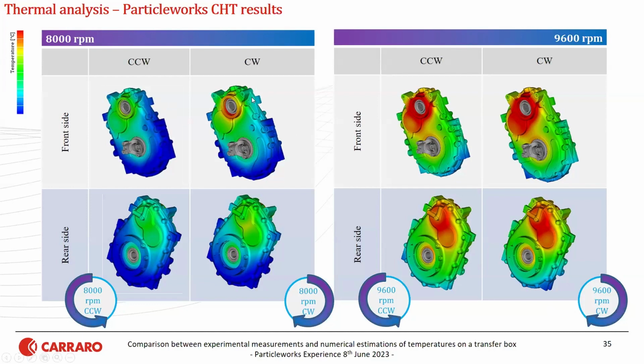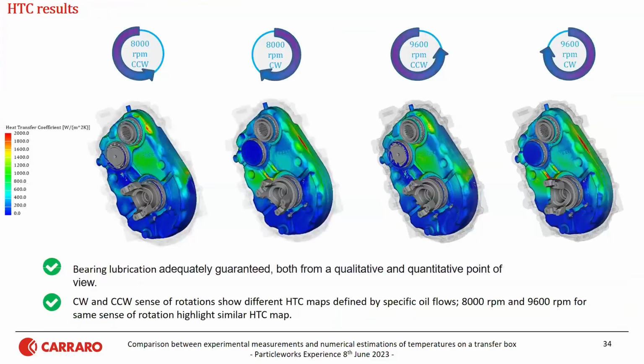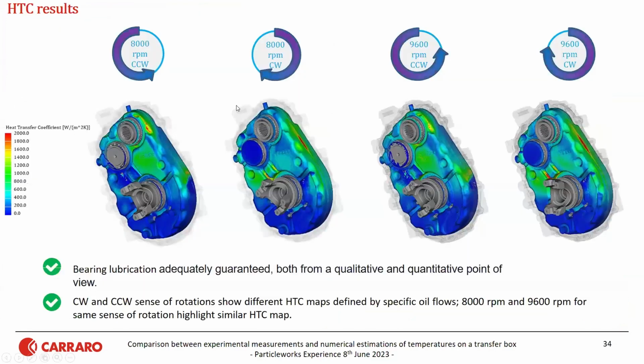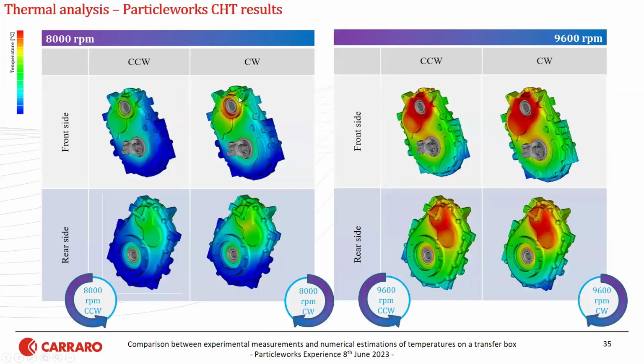Then the model was applied with the HTC maps that we saw here. And those are the temperatures resulting from the steady-state thermal model inside Particleworks. You see that at the bearing side, we have higher temperature. At the top, we have higher temperature because we have less oil, okay? And when we increase the velocity and the speed of the rotation, we have higher temperature as well.